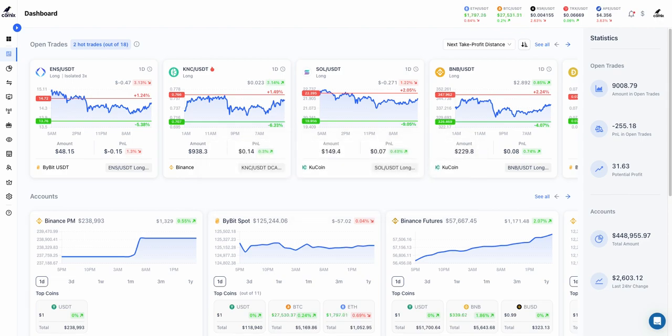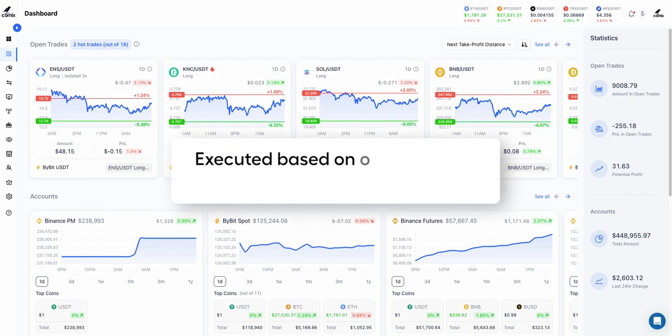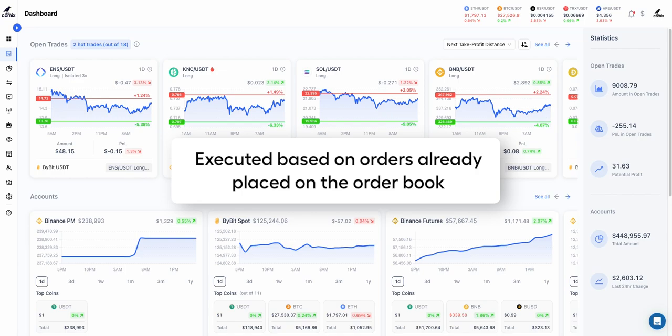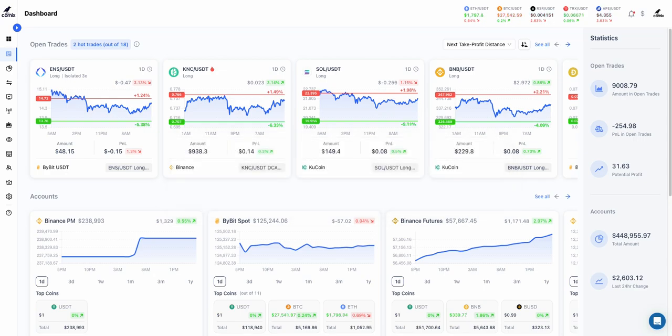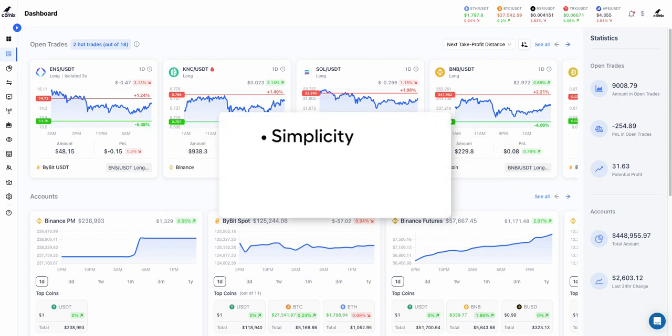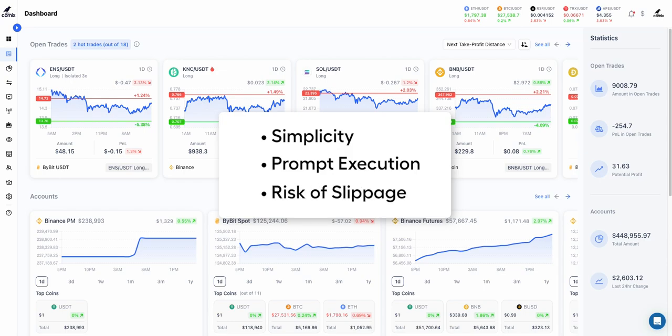Market orders require liquidity to get filled, and are executed based on the limit orders already placed on the order book. When you place a market order, you are called a taker because you are taking a price set by someone else. Market orders are favored for their simplicity, prompt execution, and high likelihood of being fully filled in high liquidity markets. However, they also carry the risk of slippage.